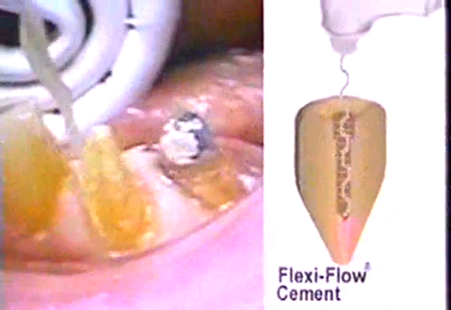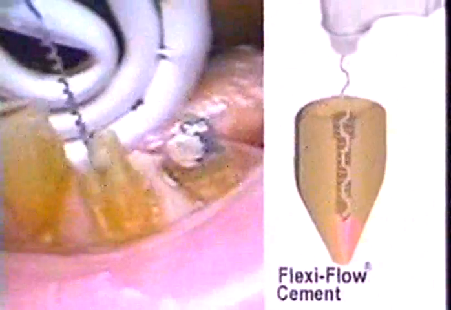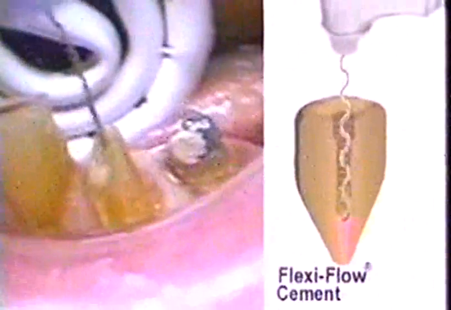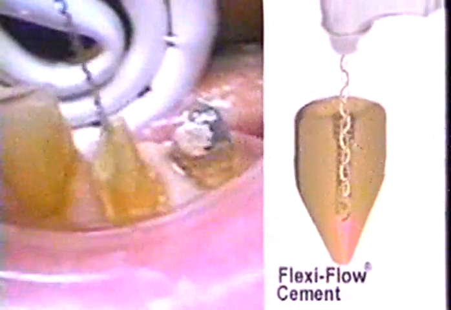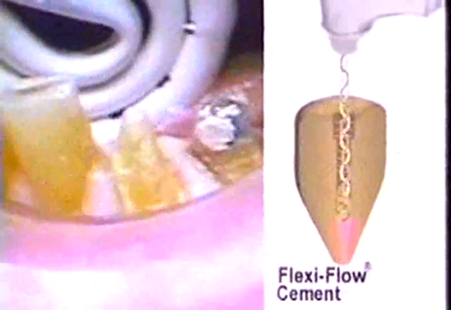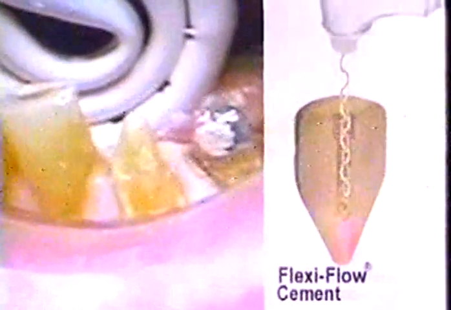The canal is now washed with water and air dried to remove any dentinal debris. FlexiFlow cement is now mixed and placed into the canal with a Lentulo spiral. The Lentulo will deliver the cement to the bottom of the post hole. FlexiFlow cement gives the dentist approximately 3.5 minutes of working time to place the post.